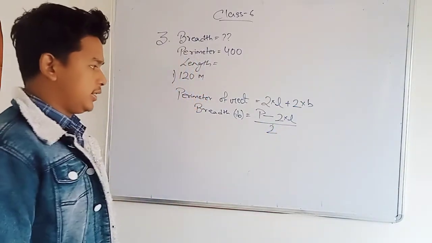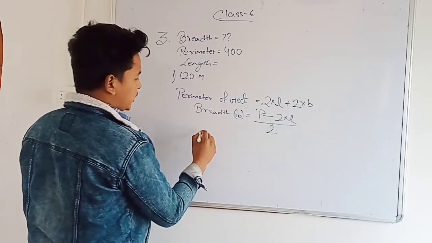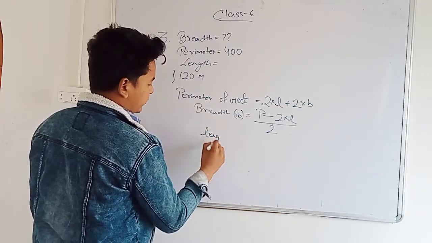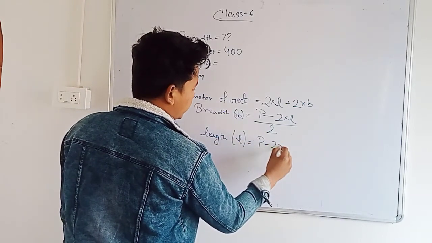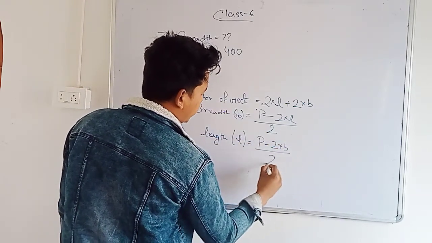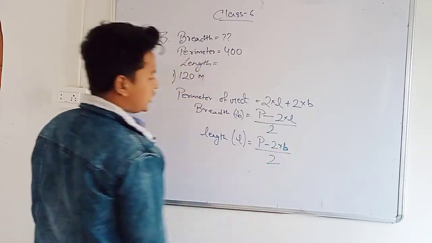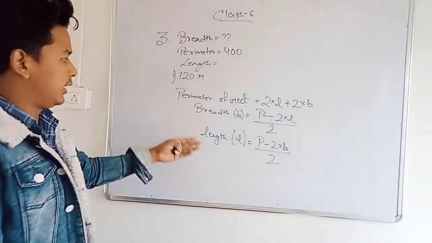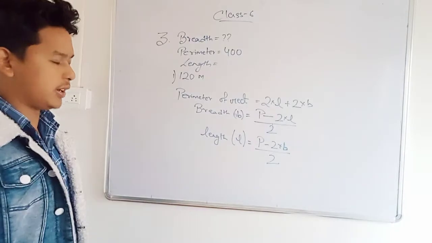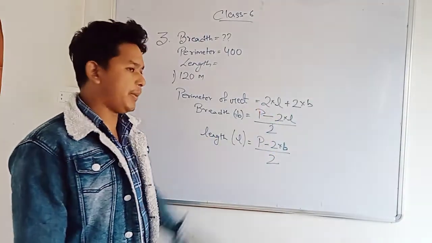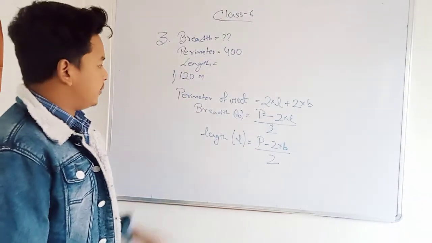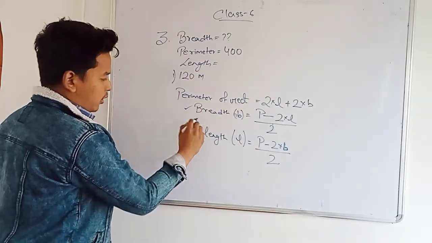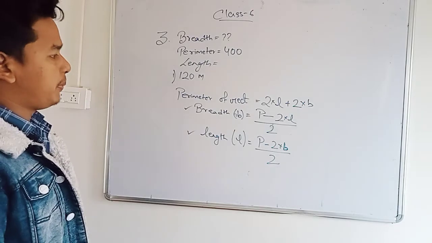And if the length was asked, length L is equal to P minus 2 into B, whole divided by 2. So these are the two formulas for breadth and length, and this formula is derived from the perimeter only. If you arrange it properly, you will get this only. So this is the formula for breadth, this is the formula for length, and this is the formula for perimeter.